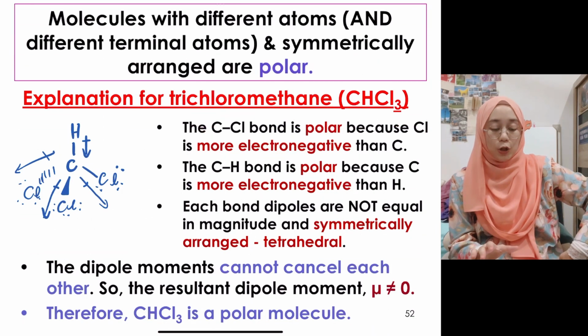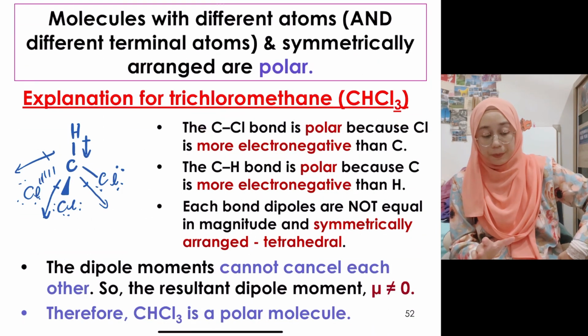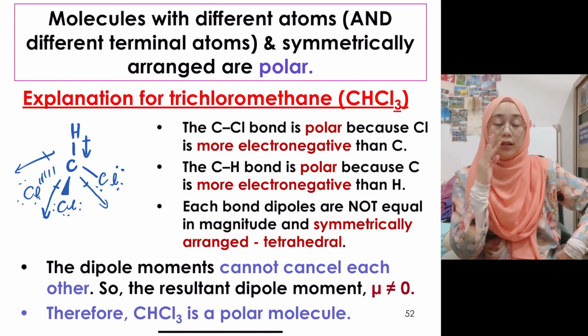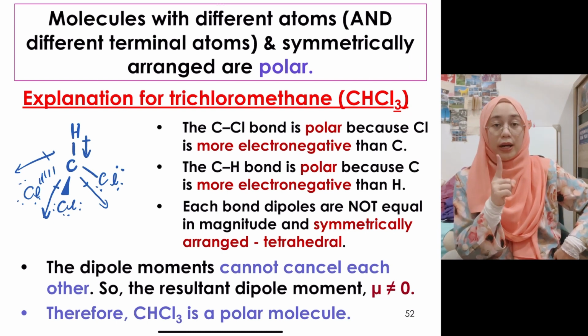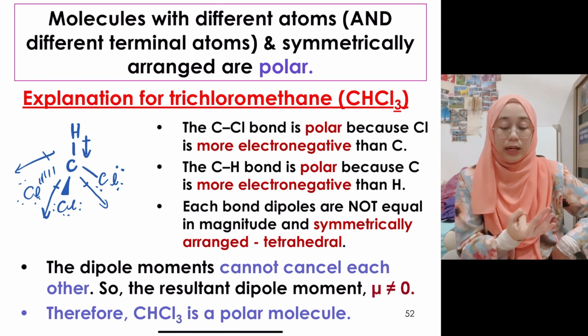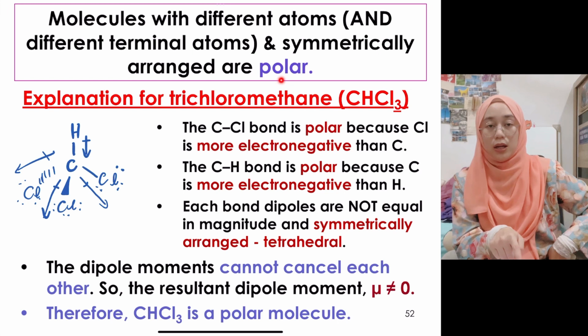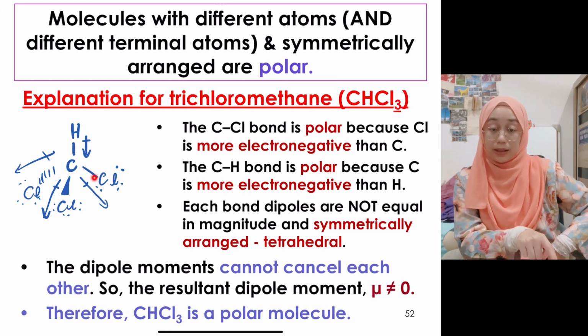So this is an example of a molecule with different atoms, because we have C, we have H, we have Cl. At the same time, the terminal atoms are also different. We have one H, but then the other 3 are Cl. Despite being symmetrically arranged, it is said to be a polar molecule because there are different terminal atoms.